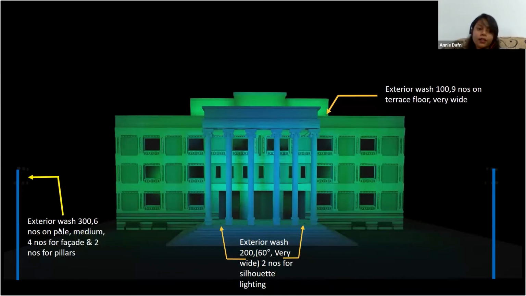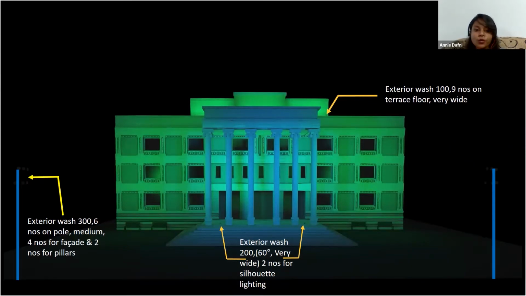Because here we've used the exterior wash 300, which can give a lumen output of close to 10,300, and I've used 6 numbers. So what you can see is I reduced the beam angle because my throw distance is much larger. So from wide and very wide, I'm using a medium beam, and since I'm using a 300 fixture, I can also reduce the number of fixtures.